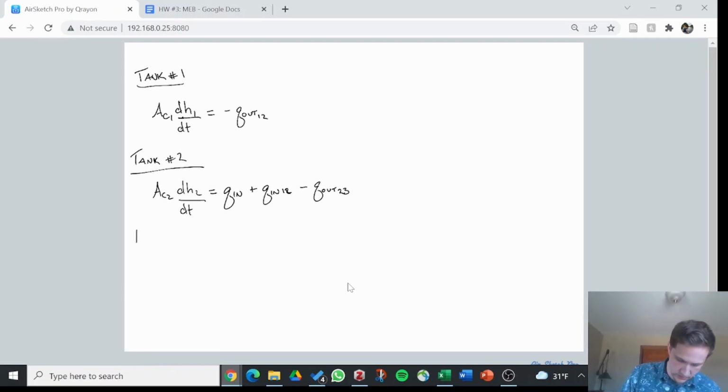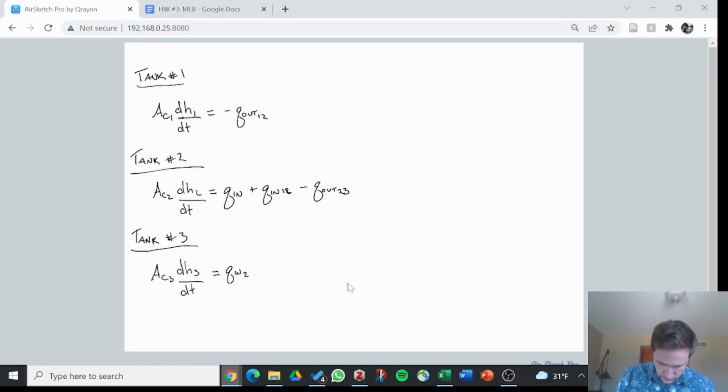And then lastly, it's going to be tank 3. In this case, for tank 3, again, we have our rate of volume with respect to time. And here we've got what's being added in from tank 2, and then what's going to be leaving tank 3 altogether.